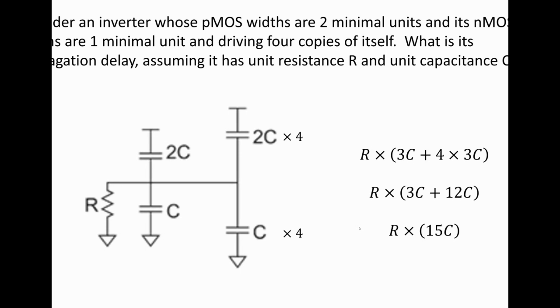And the load is going to just be the gate sizes of the PMOS and NMOS on the load transistor, which is, again, 3C in total, but that would be multiplied by 4 because it's driving 4 copies of itself. So the answer here would be R times 15C. It's 3 from the output and then 12 from the inputs of the inverters you're driving. So 15 in total.